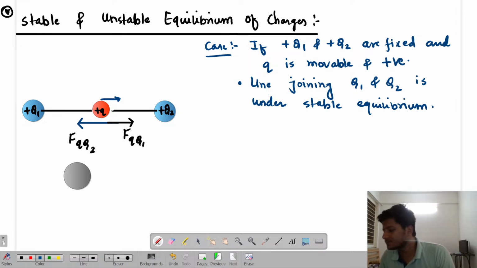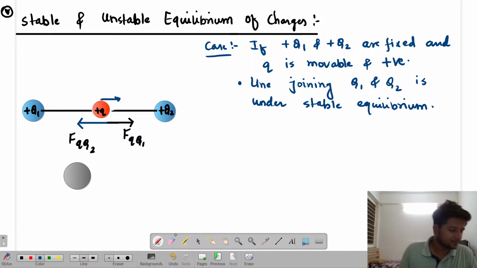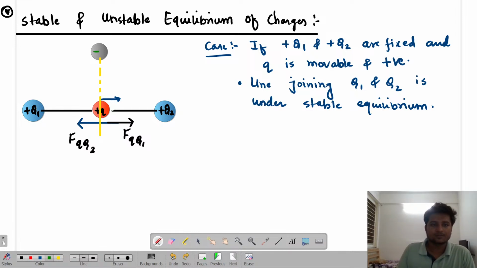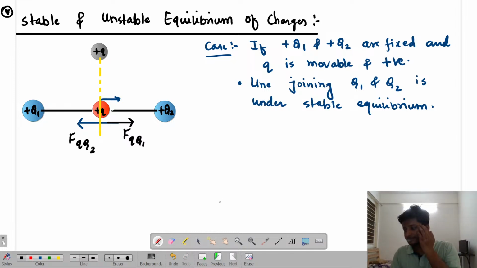Is under which equilibrium? Stable. Is that clear or not? Now, what I did, instead of taking this horizontal line, I took this vertical line, and I placed my charge over here. Let's suppose this is also plus q, a positive charge only.